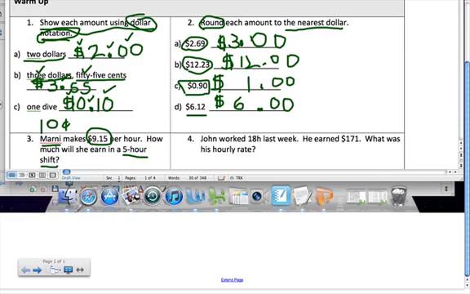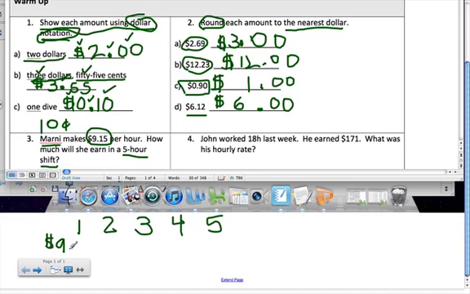Okay, well, this kid shows up. She works for 1 hour. She works a second hour. She works a third hour. She works a fourth hour. She works a fifth hour. So she's been at work for 5 hours. And every time she works an hour, she gets paid $9.15. Holy crap, that's going to be a lot of money.